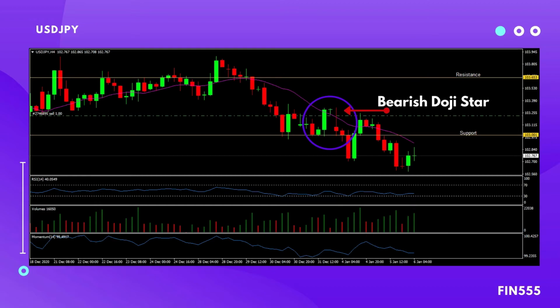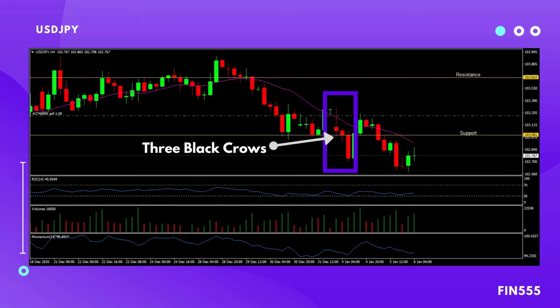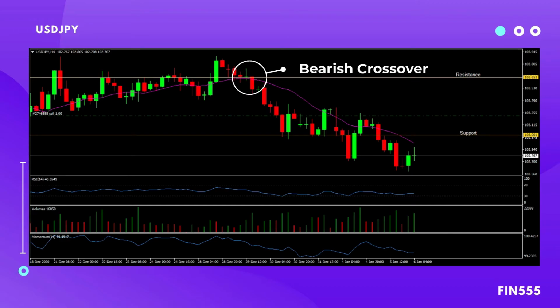The market is still in a bearish trend as there were 3 black crows consisting of inverted hammer, hanging man and solid real red body, indicating the bearish continuation. Looking at the 14-day simple moving average, which is the purple line, a bearish crossover happened on 28th December, also indicating a trend reversal sign.